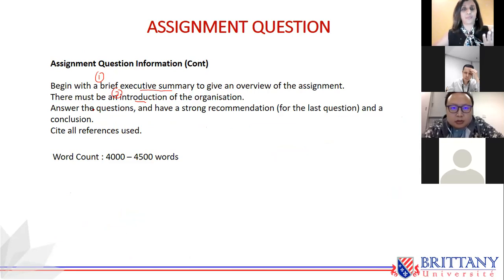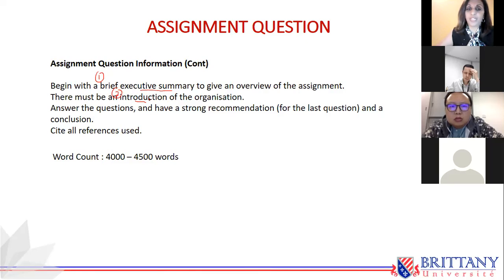It's like buying a textbook. When you buy a textbook, you turn to the back and there's a summary or a synopsis. And based on the synopsis, you will decide whether to buy the book. So now your executive summary is a synopsis. After reading it, am I going to feel excited that I will want to continue reading? Right? So you have to write it in that manner.